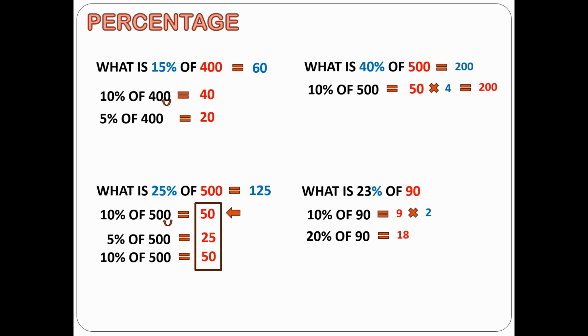Now we need to get to 23%. So it is helpful to first find the value of 1% of 90. If 10% of 90 is 9, 1% is basically 0.9. So if 1% is 0.9, what is the value of 3%? To get 3% of 90, it is basically 0.9 times 3, and that is 2.7. Now, to get to 23%, we need to add the 20% and 3%. And that is equal to 20.7.